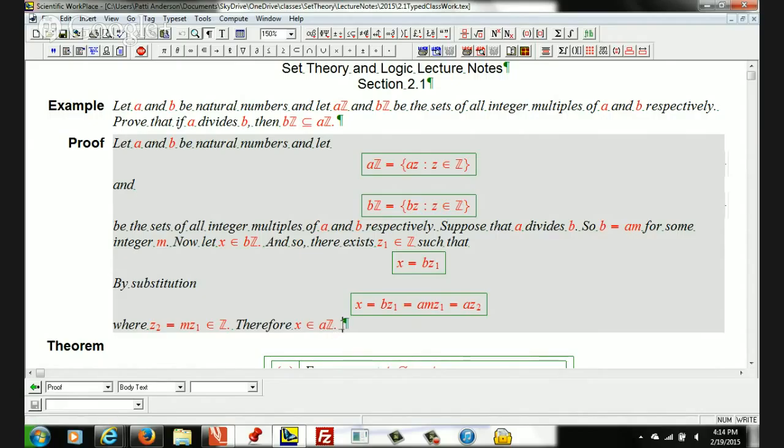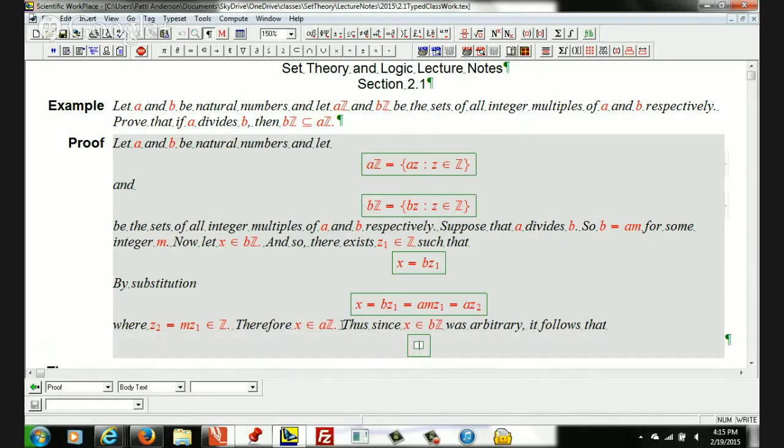What is the conclusion then? Since x is in AZ and x is in BZ. Yeah, since x was arbitrary. What does it mean to be arbitrary? Yeah, there was nothing specific about it. It was just some element. So we started with some element in BZ, and we showed it lived in AZ. It follows that we're going to have AZ is a subset of BZ.